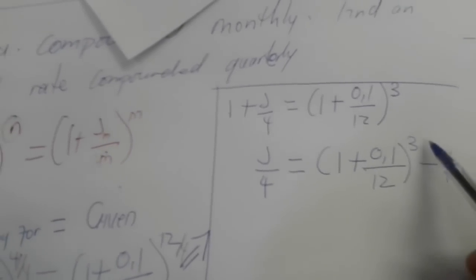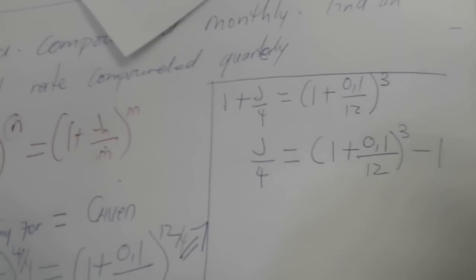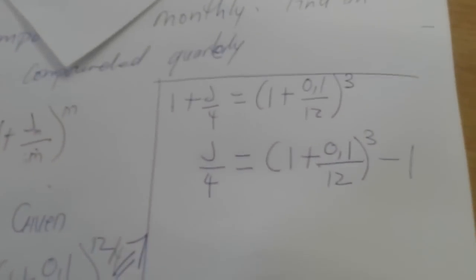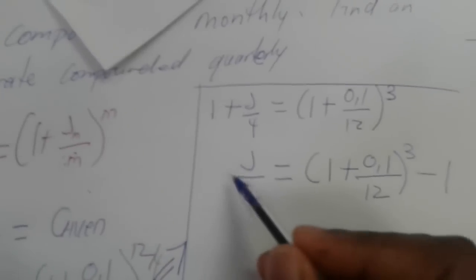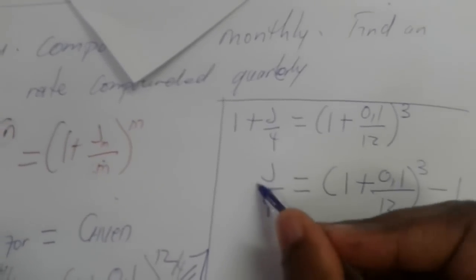So again, if you want, you can start solving it here and get your answer and continue, or you can just wait until we are left with j this side. So what do we do here? We must now be left with only j. So how do we do that? Obviously, we multiply both sides by 4.